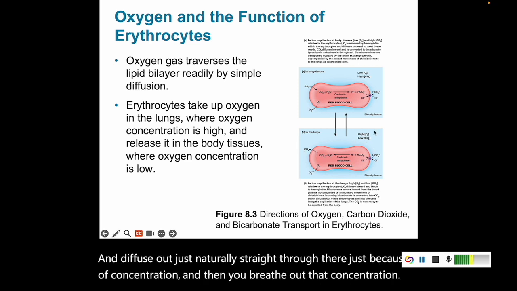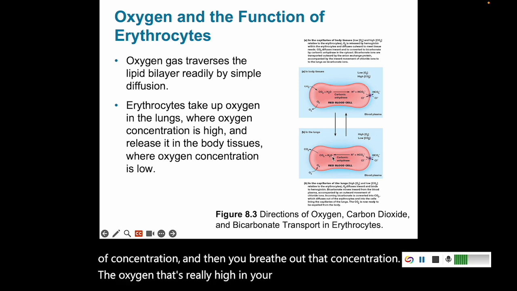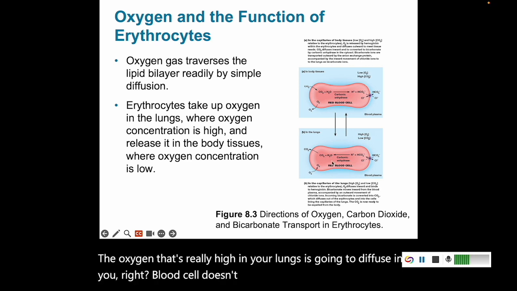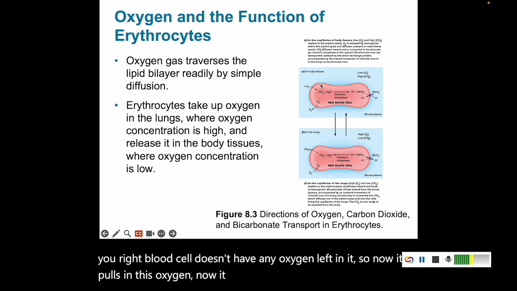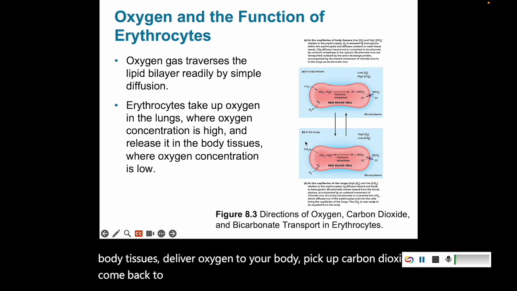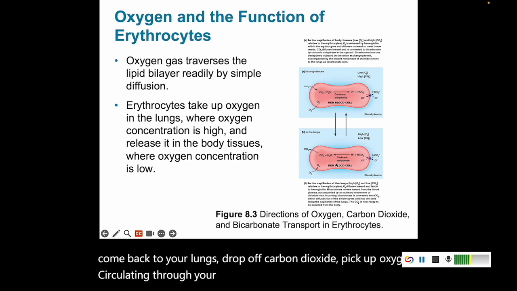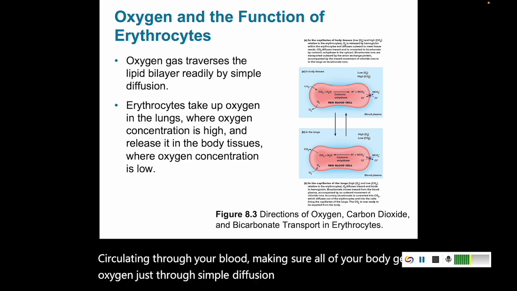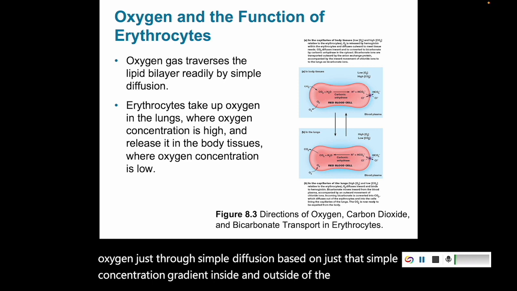The oxygen that's really high in your lungs is going to diffuse in. Your red blood cell doesn't have any oxygen left in it, so now it pulls in this oxygen. Now it has oxygen. It can go back to your body tissues, deliver oxygen to your body, pick up carbon dioxide, come back to your lungs, drop off carbon dioxide, pick up oxygen. Circulating through your blood, making sure all of your body gets oxygen just through simple diffusion, based on that simple concentration gradient inside and outside of the cell.